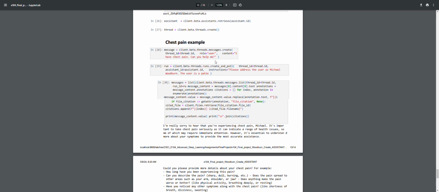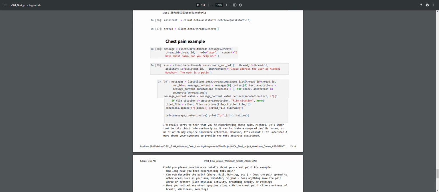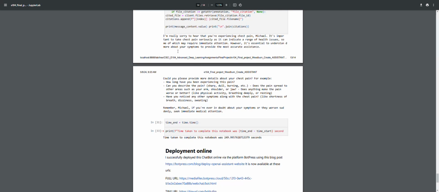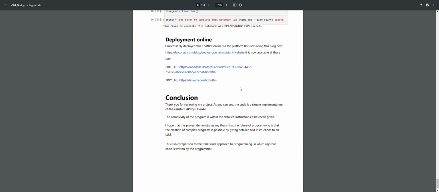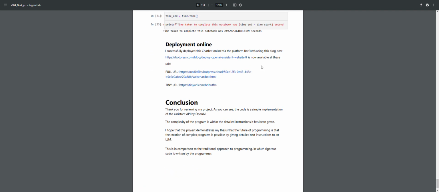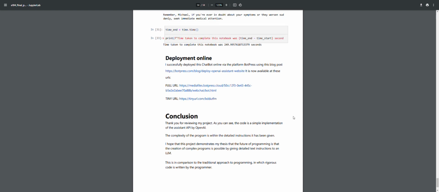And then you can ask it a completely different question in a new thread, so a new conversation, like I have chest pain, and it will adapt to that new question and take a completely different history. As you can see here, the associated symptoms, shortness of breath, dizziness and sweating, are actually quite different to those asked for abdominal pain. So this chatbot has been deployed online. You can access it yourself.